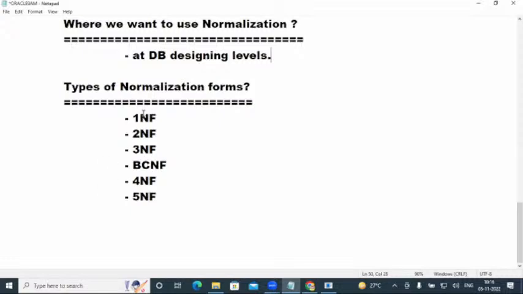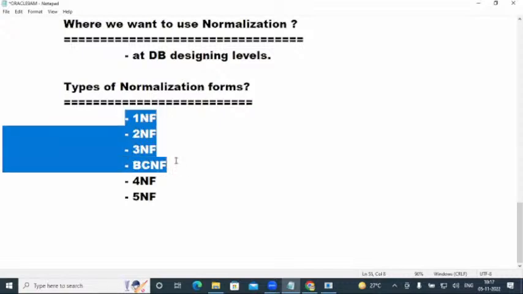NF stands for normal form. In every industry, they will check the first four techniques. These are the mandatory techniques. Everybody in their database projects checks the first four: first normal form, second normal form, third normal form, and BCNF, Boyce-Codd normal form. These four techniques are mandatory to check at the time of the design phase.